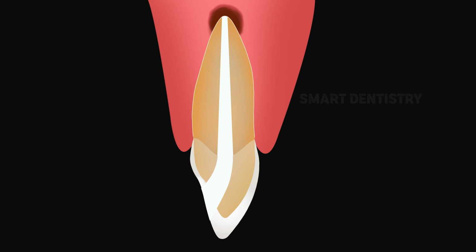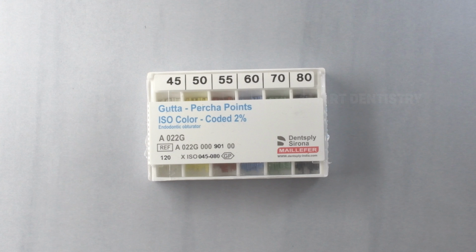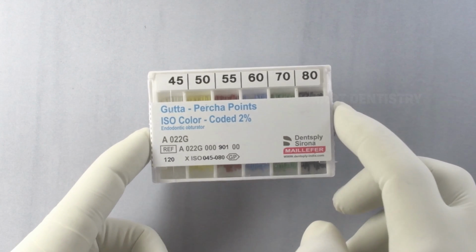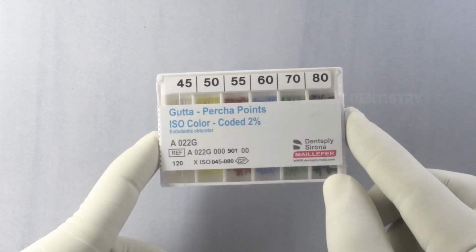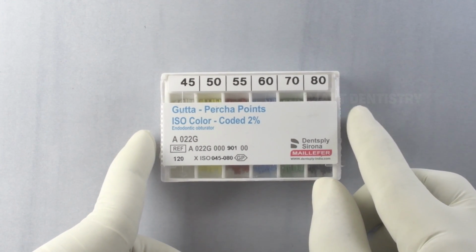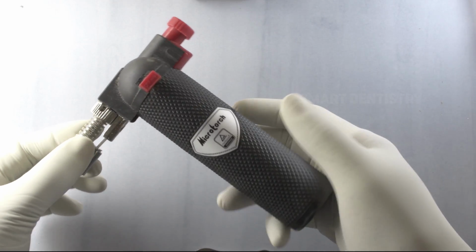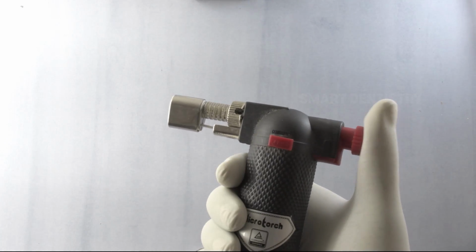The first step is to finish cleaning and shaping. Once the cleaning and shaping is complete, we have to make the custom cone. I prefer making the custom cone with ISO 2% taper cones, and I also prefer to take cones which do not have markings. And we need a micro torch which can generate heat, and we need a clean glass slab.